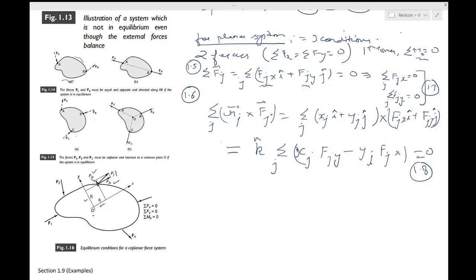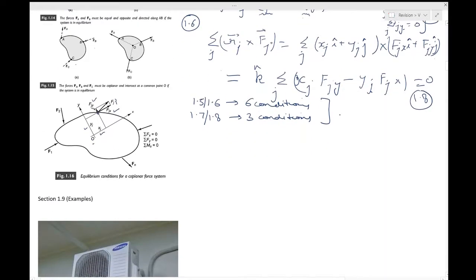So 1.5 and 1.6 essentially mean 6 conditions. We have discussed this, but 1.7 and 1.8 only mean 3 conditions to be satisfied. So we will be using these conditions in our problems.